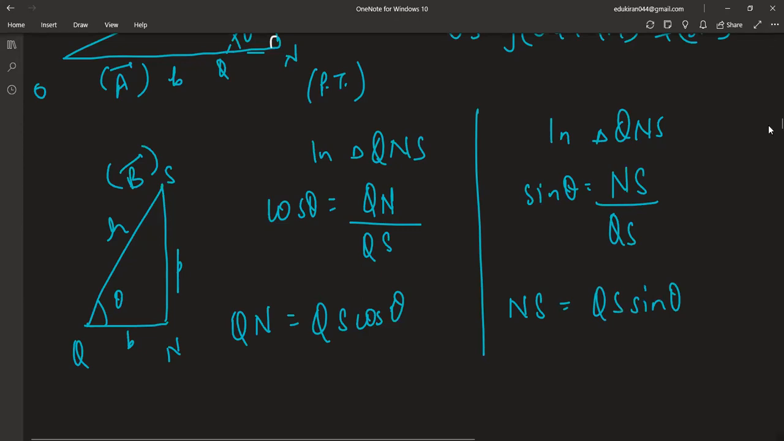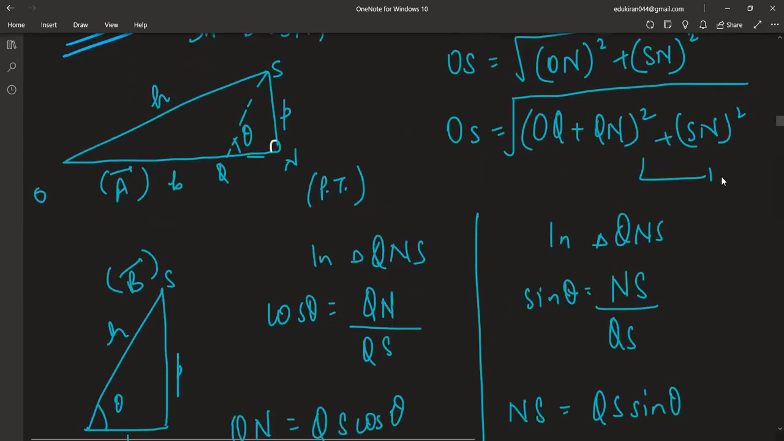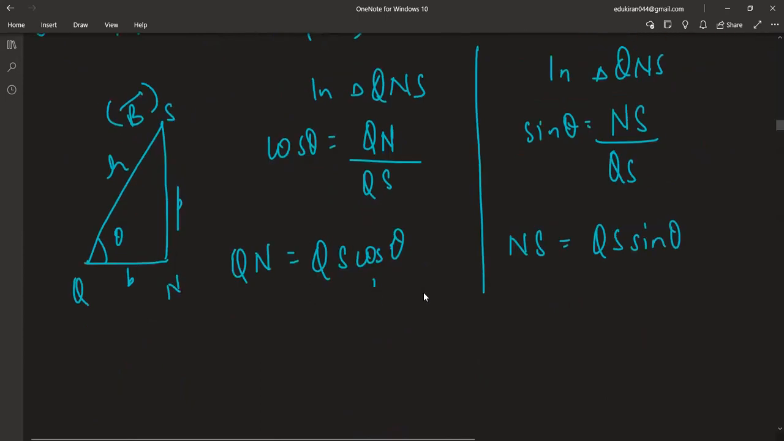Fine. See, what was our main equation? This was our main equation. We didn't know QN. We didn't know SN. We only knew OQ, that was A vector. We had no idea about QN, no idea about SN, because they represented nothing. So we finally brought QN in such a term which we are aware of. We know what QS is. QS is the vector B. Now let us substitute all the values.